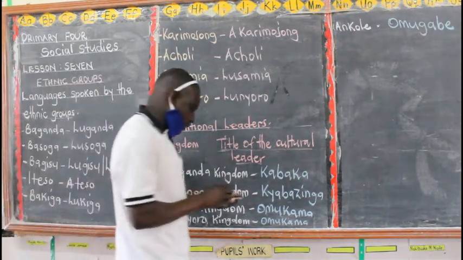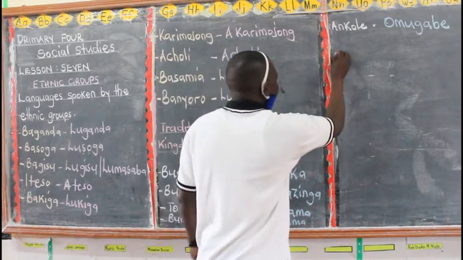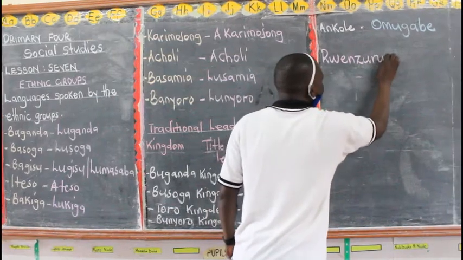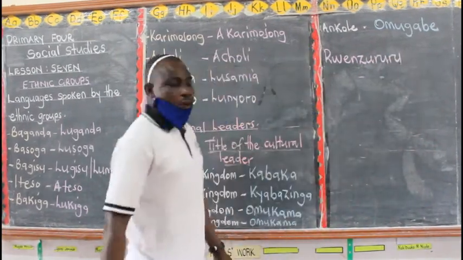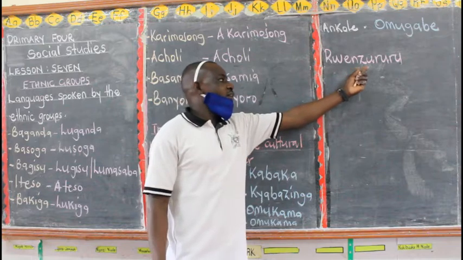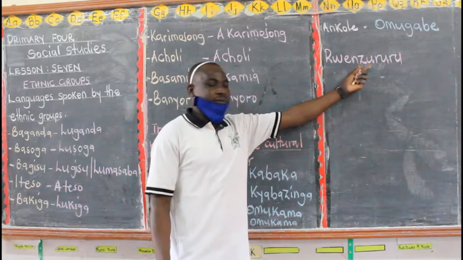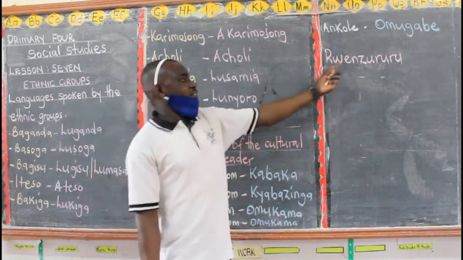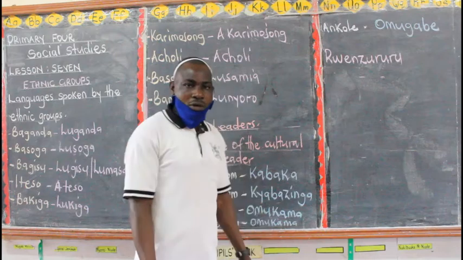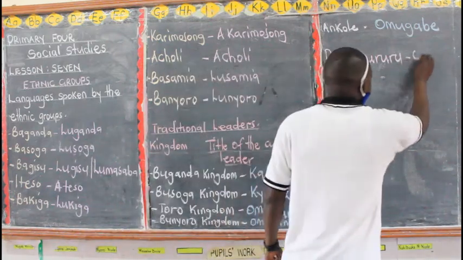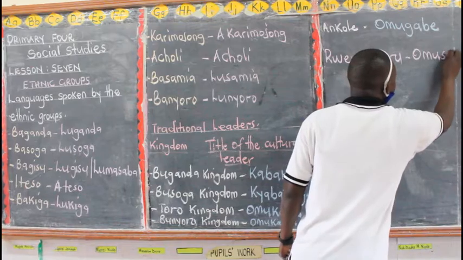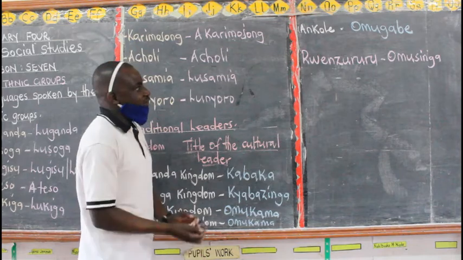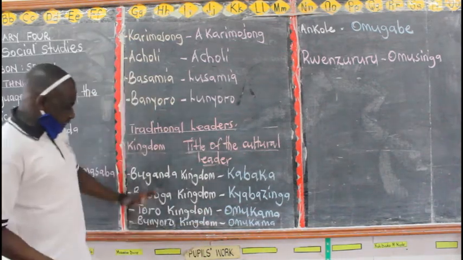Like now they can ask you, what title is given to the king of Rwenzururu? We also have Rwenzururu as a kingdom. Which part of Uganda? This one is in the western part of Uganda. Which district? Kasese district. Now they can ask you, what title is given to the king of Rwenzururu? The title is Omusinga. Omusinga is the title given to the king of Rwenzururu. So there are very many kingdoms in Uganda, but I've just given you a few.